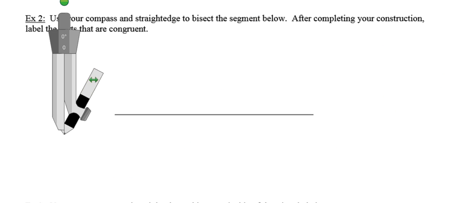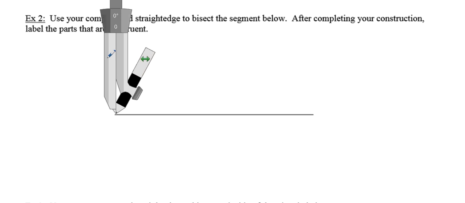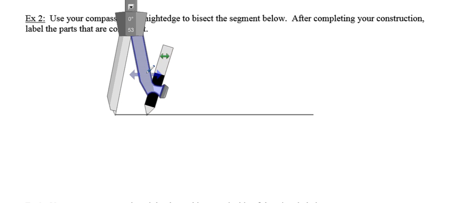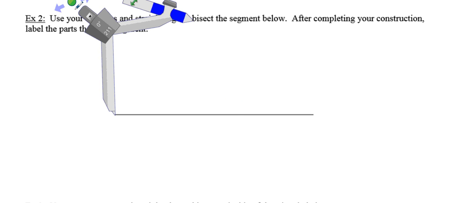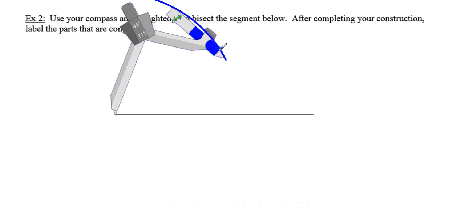All right, let's flip up to the top of the next page. It says use your compass and straight edge to bisect the segment below. Once completing the construction, label the parts that are congruent. All right, so again, I'm going to put the point of my compass at one end of my line segment. I'm going to extend my compass so that it's open greater than 1/2 the length of the line segment. I like to start by drawing one big arc.